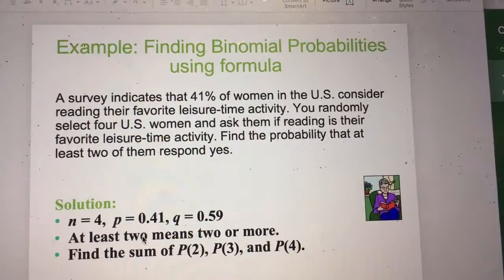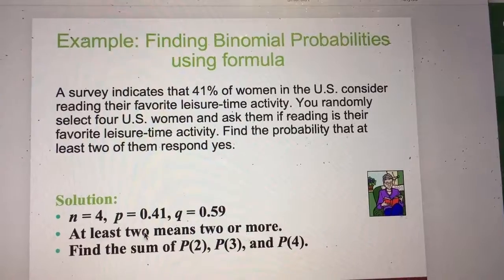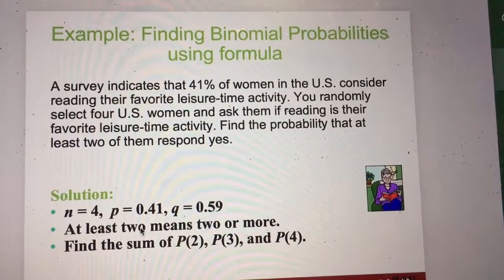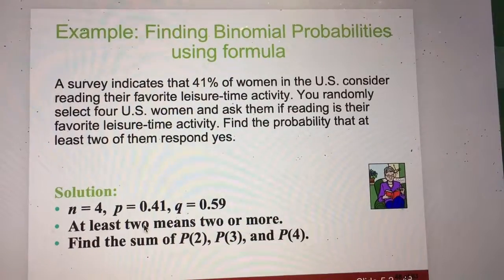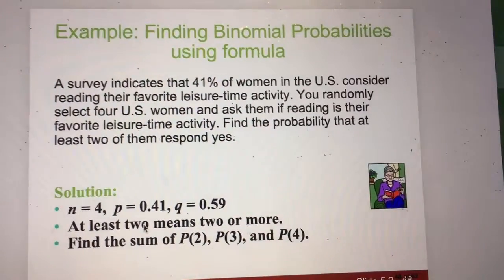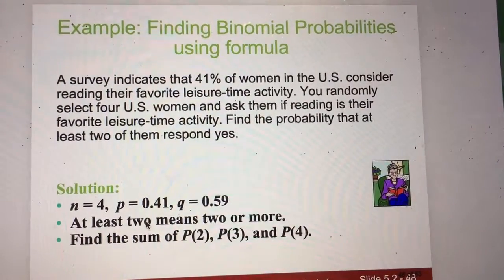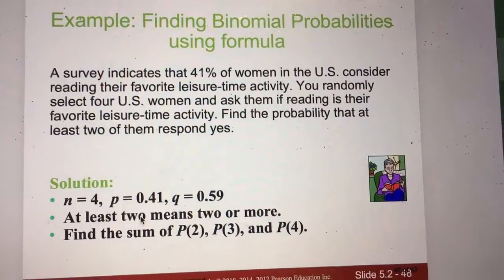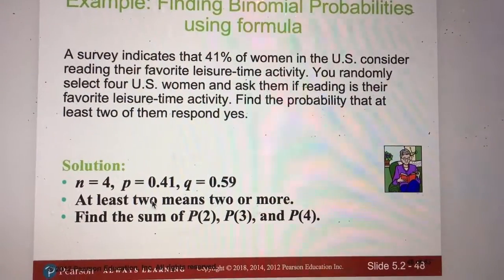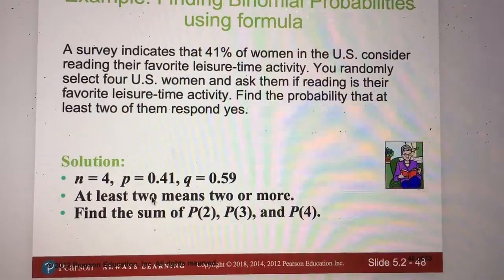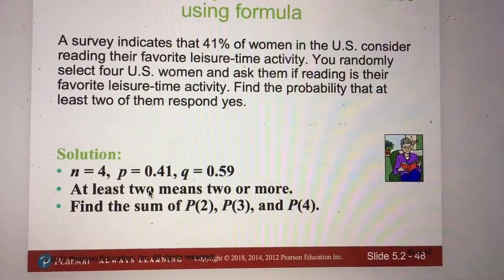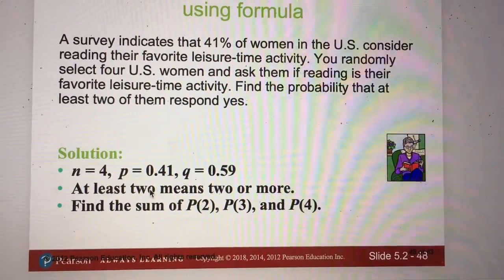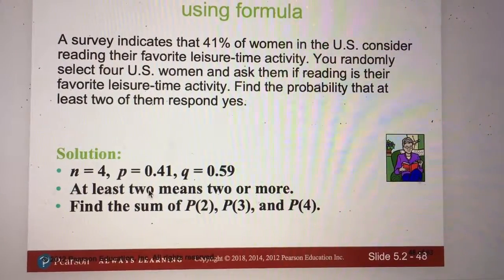All right, so now we're talking about using the formula for the probability. So instead of the calculator, let's use the formula this time. A survey indicates that 41% of the women in the U.S. consider reading their favorite leisure time activity. You randomly select 4 U.S. women and ask them if reading is their favorite leisure time activity. Find the probability that at least 2 of them respond yes.